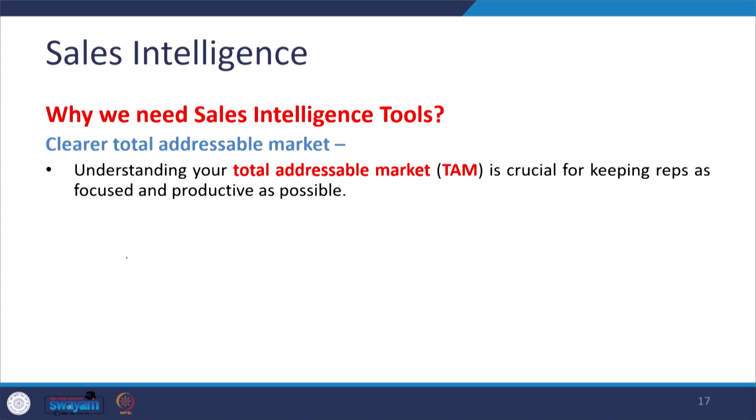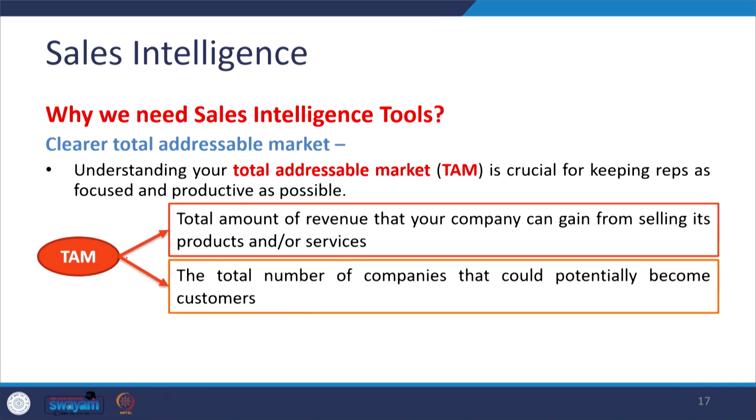Coming to the next benefit, sales intelligence can offer clearer identification of the total addressable market. What is it? Understanding your total addressable market, shortened as TAM, is crucial for keeping reps as focused and productive as possible. TAM can be defined in two ways. One is the total amount of revenue that your company can gain from selling its products and services. That's one way to define total addressable market. Otherwise, some companies also talk in terms of the total number of companies that could potentially become your customers. Remember that we are talking mostly about the B2B scenario.